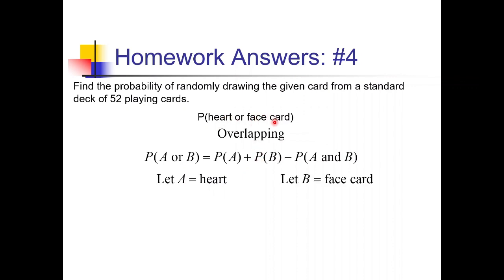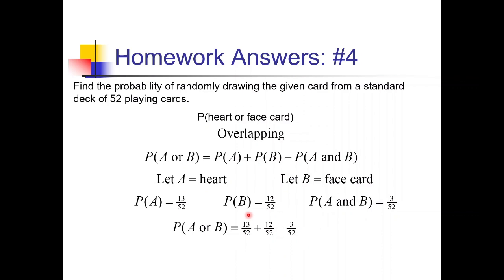B is drawing a face card, and then P of A, there are 13 hearts in a deck, so 13 out of 52. Probability of a face card, there's 12 of those in a deck, 3 for each of the 4 suits, so 12 out of 52. Face cards that are also hearts, this would be P of A and B. That's going to be the King, Queen, and Jack of hearts, so 3 out of 52. Putting it all together, we've got 13 plus 12 minus 3, all of those over 52. So this is 25 minus 3, which is 22 over 52, and that reduces to 11 out of 26.